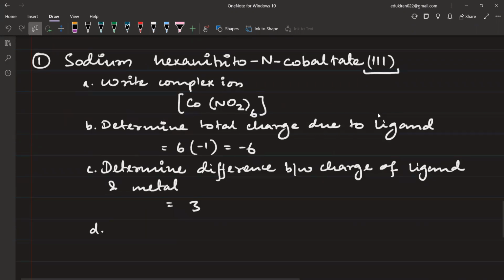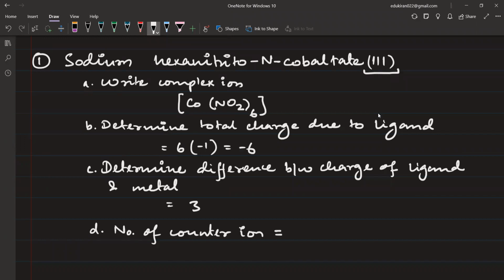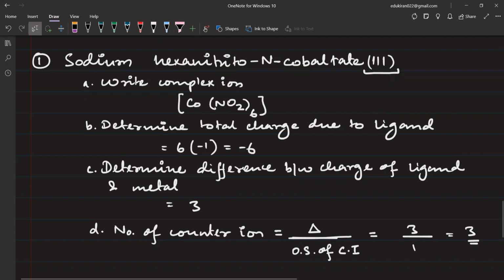द डी पार्ट, number of counter ion will be equal to the difference, whatever difference you have calculated, divided by oxidation state of counter ion। डिफरेंस कितना है हमारे पास? 3। सोडियम का ऑक्सीडेशन स्टेट कितना होता है? +1। हाँ, तो नंबर ऑफ काउंटर आयन कितने होंगे हमारे पास? 3 काउंटर आयन होंगे। सो नाउ द स्ट्रक्चर विल बी व्हाट?